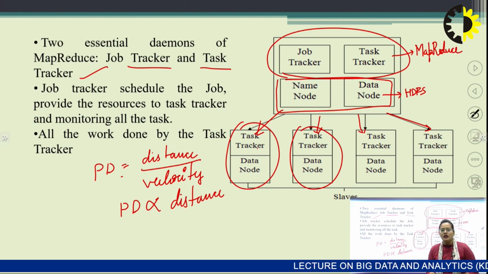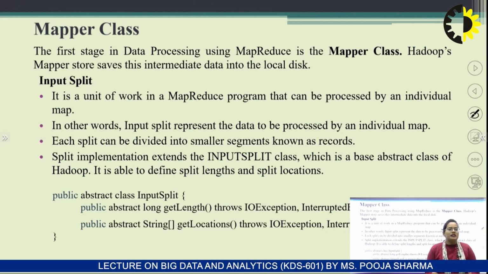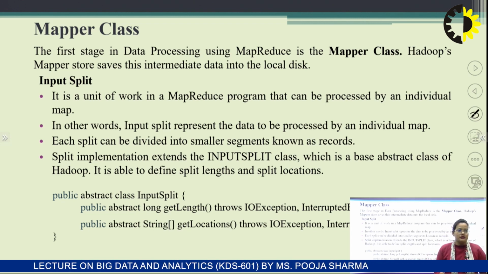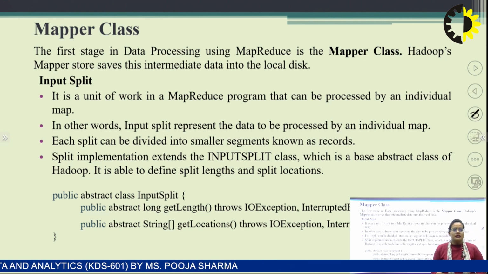Then we create three classes: the mapper class, the second one is the reducer class, and the third one is the driver class. So first one is the mapper class. The first stage in data processing using MapReduce is the mapper class.